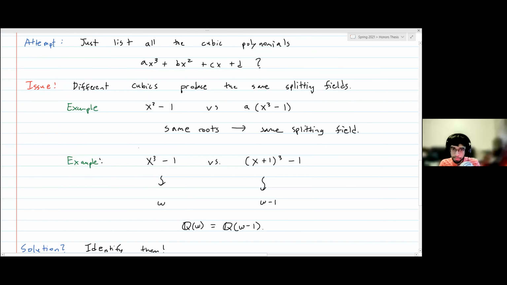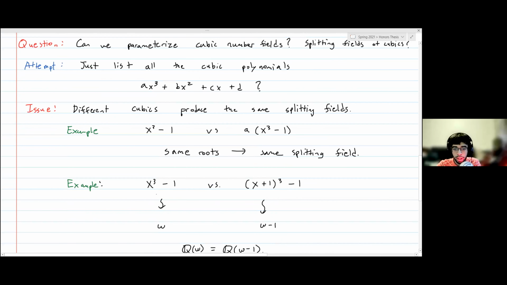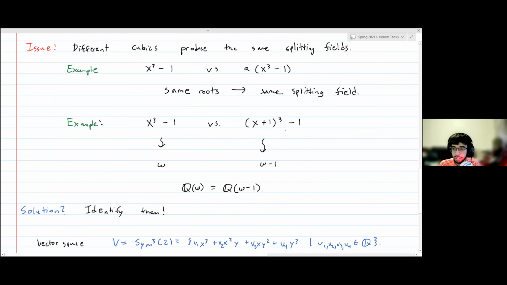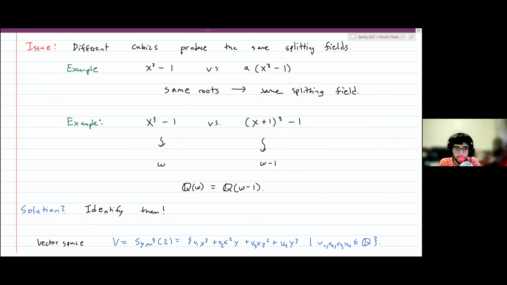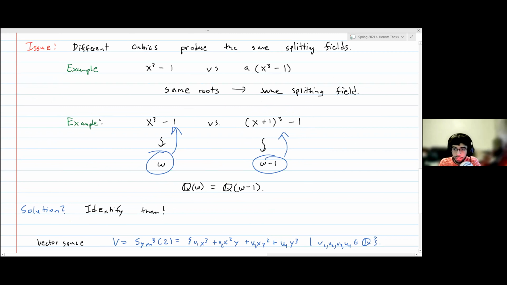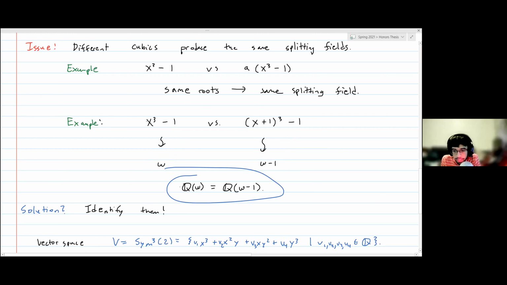Okay. Another type of issue that comes up is when I do a linear change of variables, right? So I have x cubed minus 1, and this has a root omega. And when I compare it to (x plus 1) cubed minus 1, this has a root omega minus 1, right? You have a root of this if and only if, when you subtract 1, you get a root of the other, because I just took x and swapped it with x plus 1. So the fields that you get out of this are the same: Q adjoin omega is equal to Q adjoin omega minus 1.